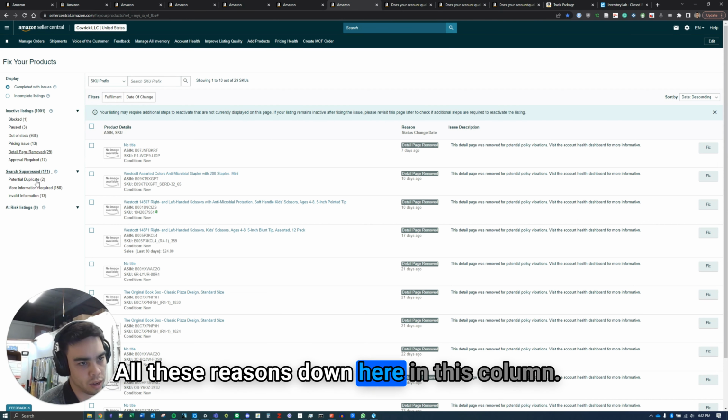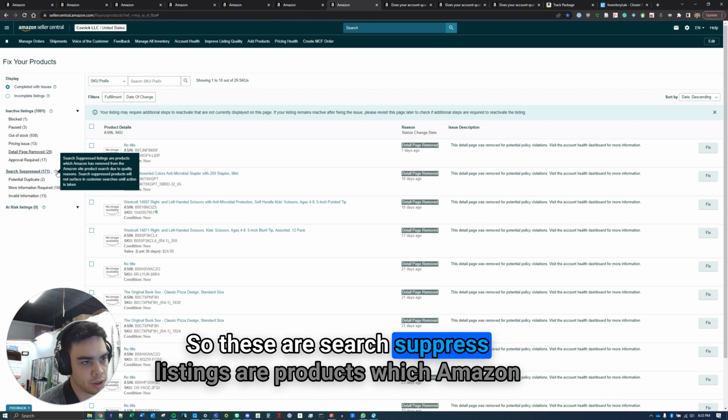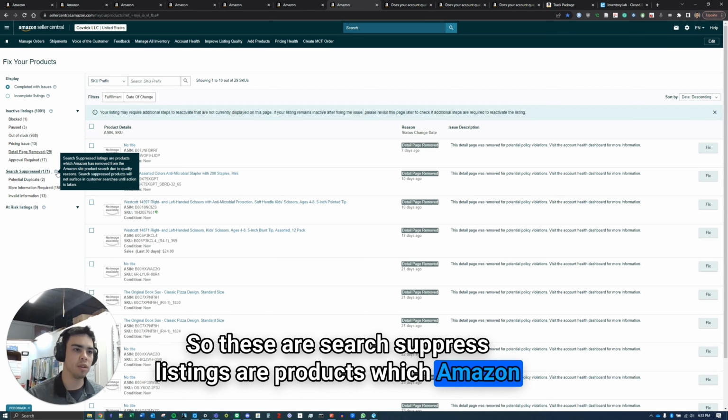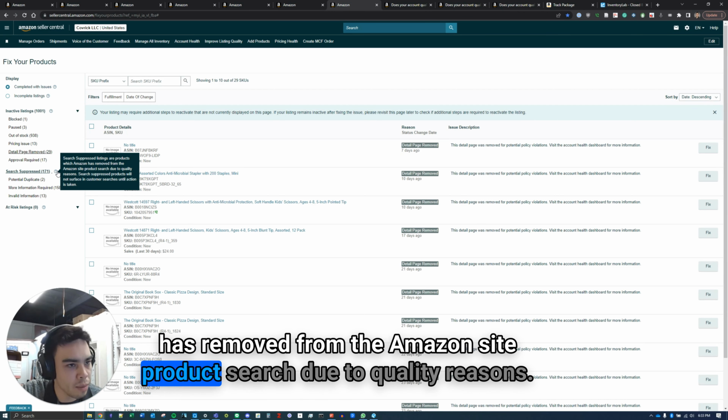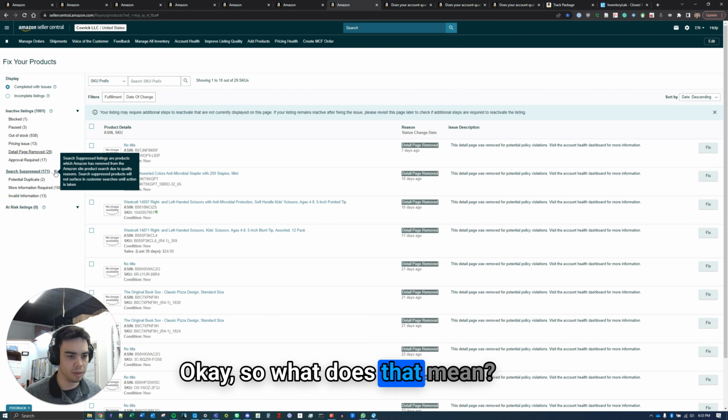All these reasons down here in this column. And then you get search suppressed. So these are search suppressed listings, products which Amazon has removed from the Amazon site product search due to quality reasons. Search suppressed products will not surface in customer searches until action is taken. Okay, so what does that mean?